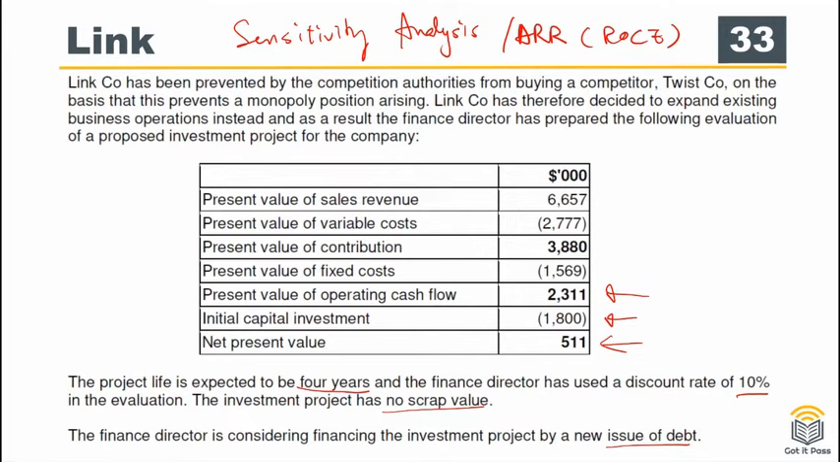Is it sales revenue? Yes. Is it variable cost? Yes. So the present value of contribution should be affected. Okay. Is it fixed cost? No. Okay, so the operating cash flow will not be considered as well. Then we will check the present value of contribution with the net present value, 511.